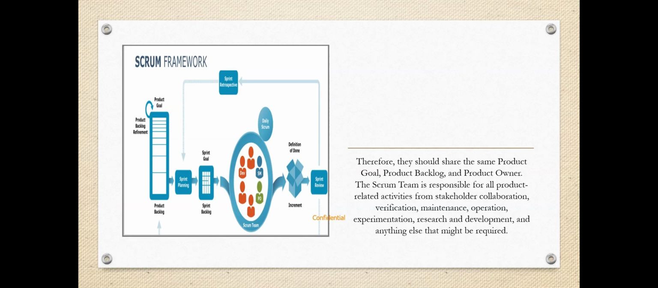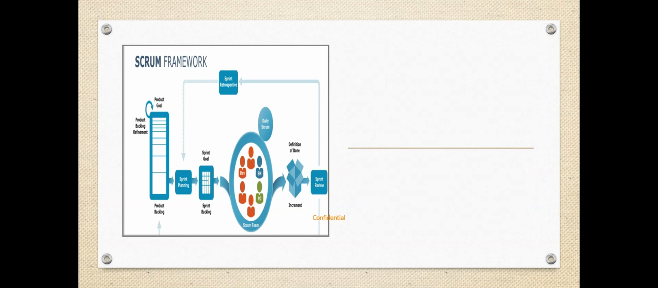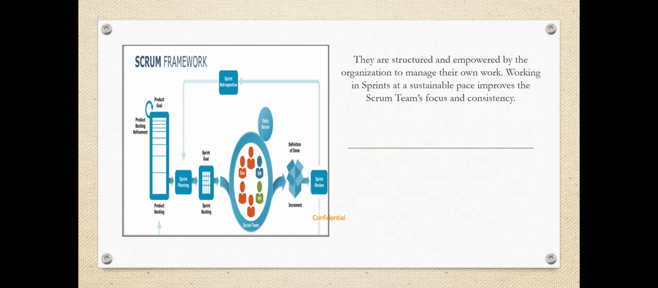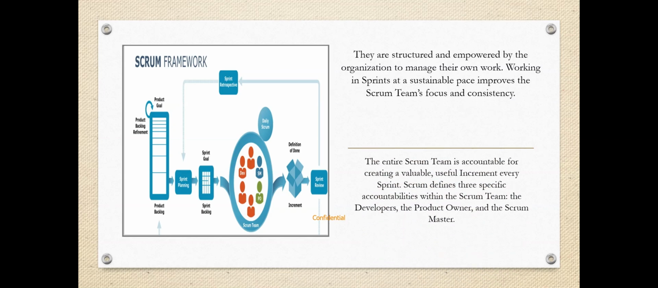They are structured and empowered by the organization to manage their own work. Working in sprints at a sustainable pace improves the Scrum team's focus and consistency. The entire Scrum team is accountable for creating a valuable, useful increment every sprint. Scrum defines 3 specific accountabilities within the Scrum team: the developers, the product owner, and the Scrum Master.